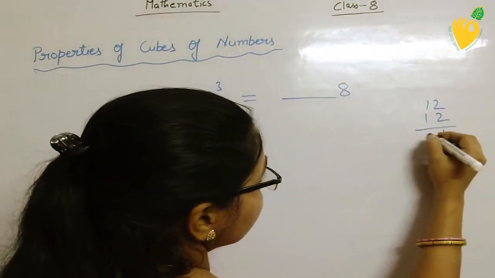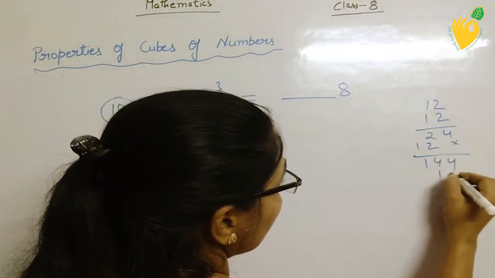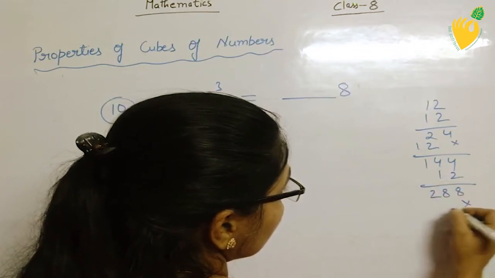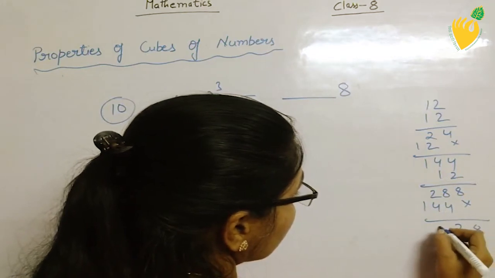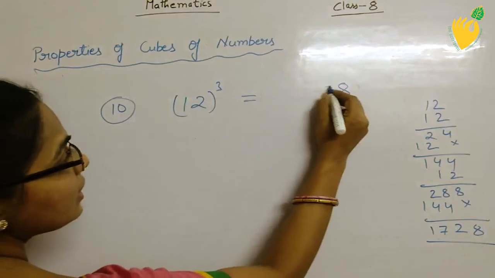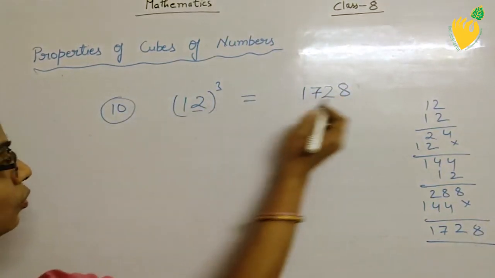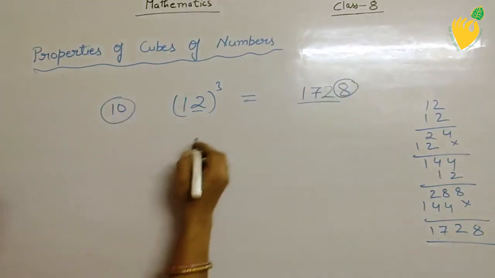12 times 12 is 144, again multiplied by 12. So we can easily see that any number which ends with the digit 2, then the cube of that number will end with the digit 8.